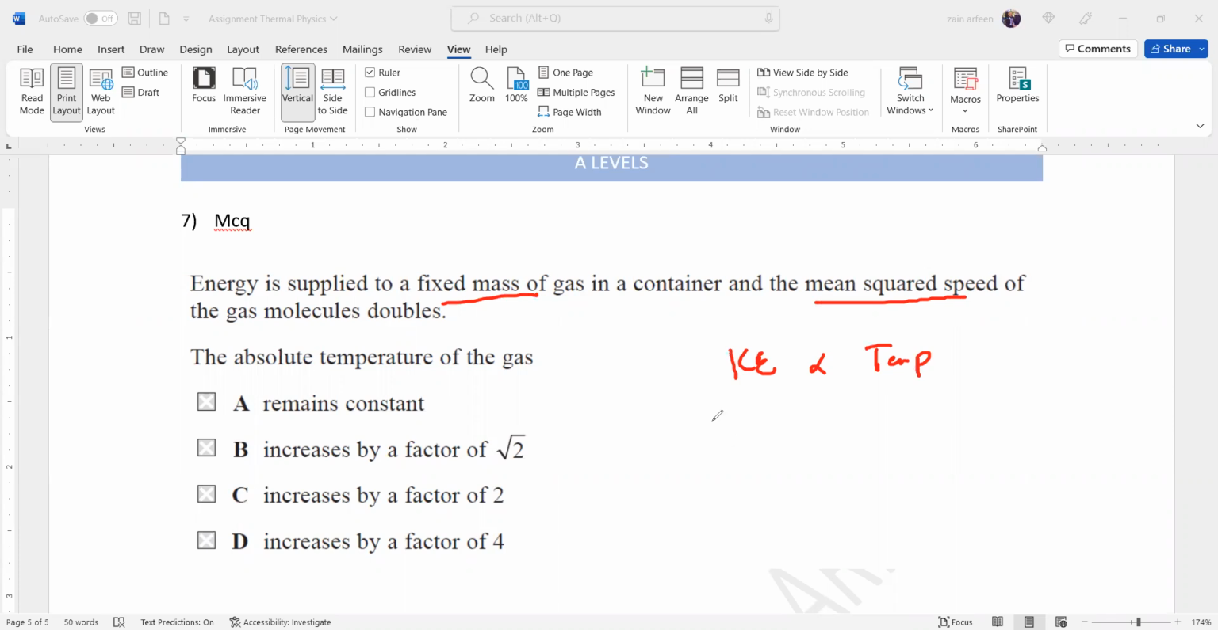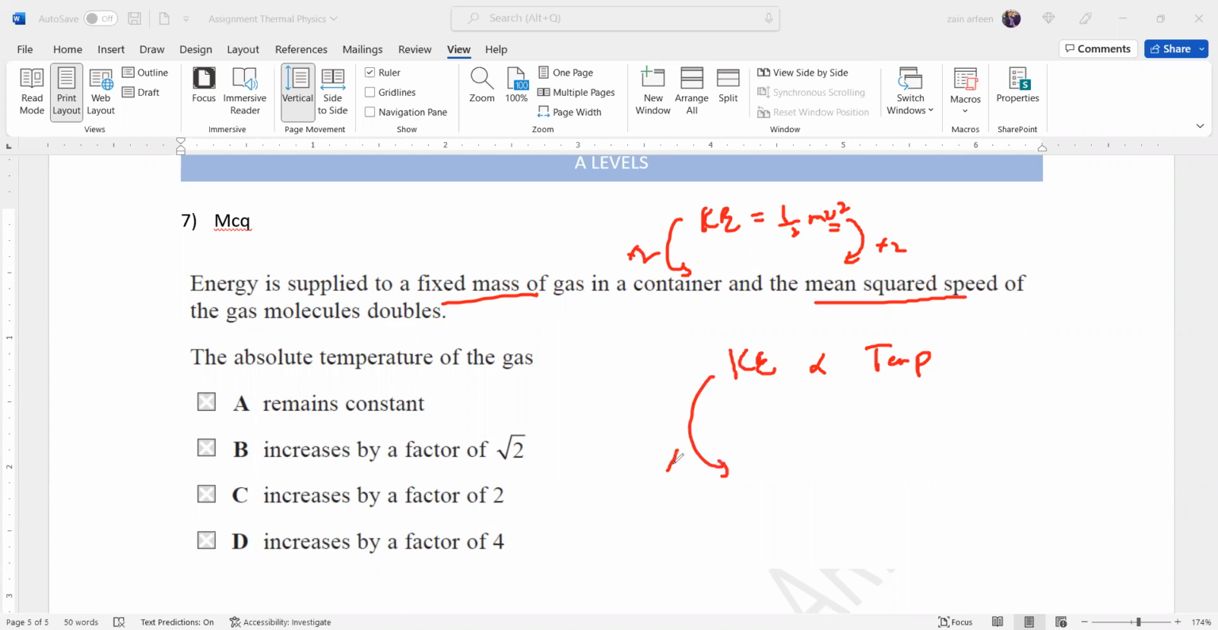The kinetic energy is half mv square. They mentioned this v square is doubled, like this whole factor v square is doubled. So if v square is doubled, the kinetic energy will also be doubled. Because they mentioned here mean square speed, they did not mention only speed. They mentioned mean square speed is doubled. So if mean square speed is doubled, the kinetic energy will also be doubled.